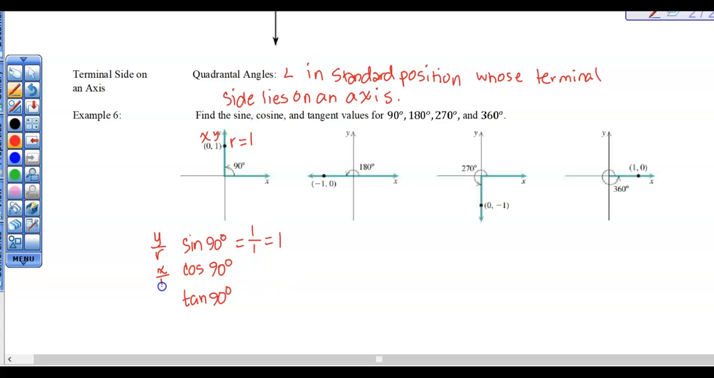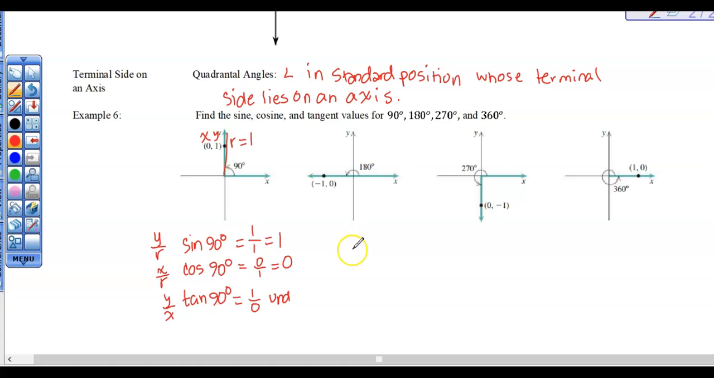Cosine of 90 is the x-coordinate over the radius. Our x-coordinate is 0. Radius is 1, so the cosine of 90 is 0. Then the tangent of 90 degrees is your y over your x. Okay, so that would be 1 over 0, which is undefined. And you can look at the slope of that line there. That's definitely an undefined slope. And so there you go.